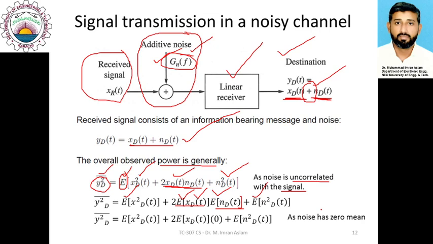The second thing is the expected value of the noise, which is the mean value of the noise. As I have previously mentioned, the noise has zero mean, so I can substitute it to be 0. This term will become 0. So we will end up with these two terms, E of x_d squared and E of n_d squared.